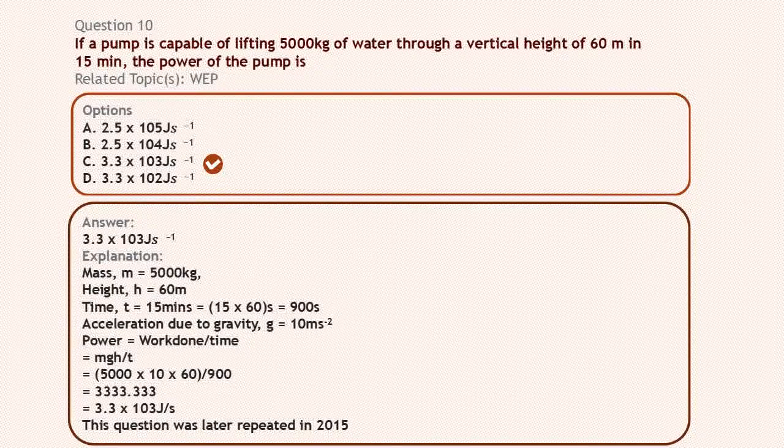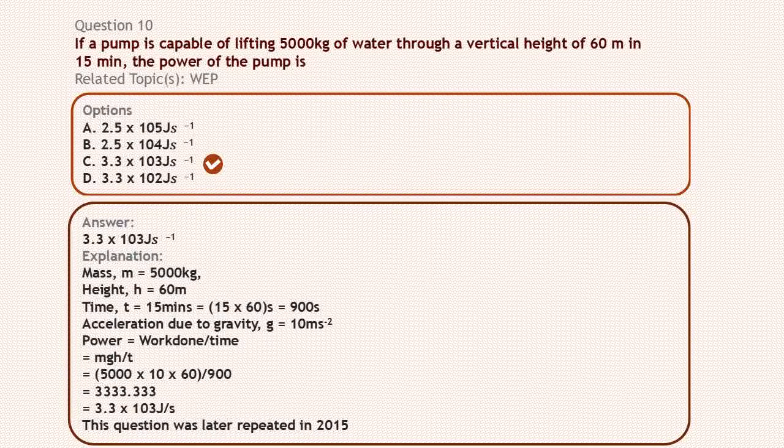The weight of the body is given as mg, mass of the body times acceleration due to gravity. So we have mgh over t. From the question, the mass is 5,000 kilogram, the height here is 60 meter, the time is 15 minutes. We will need to convert this to seconds.